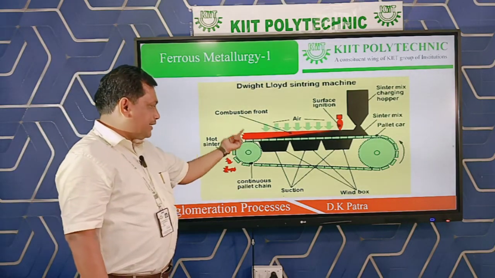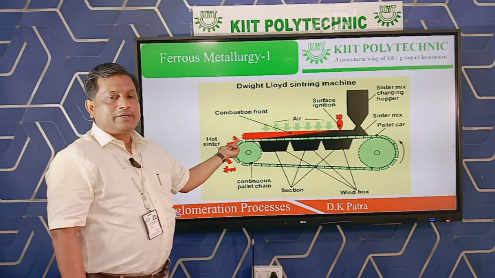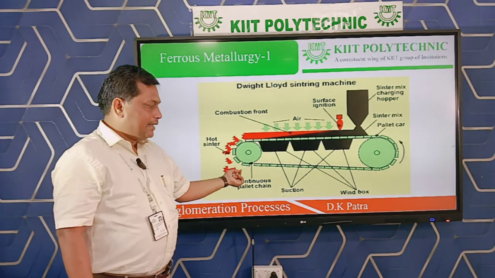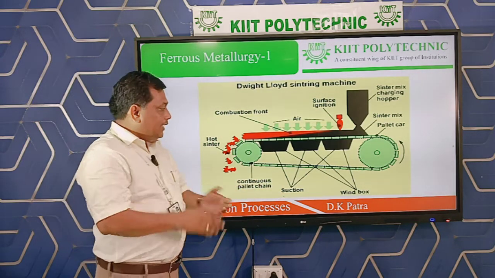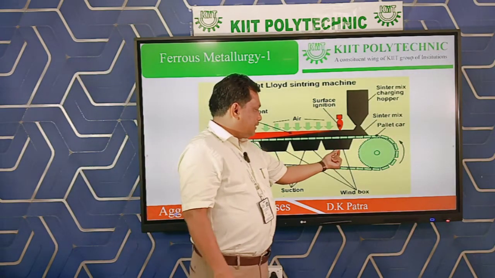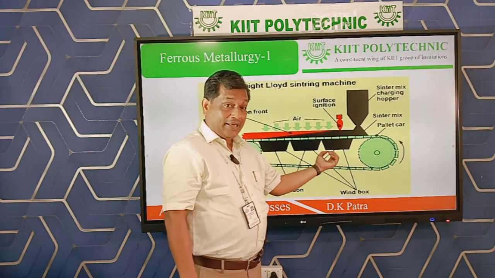That oversized particle will be put again in the sinter breaker. The sinter breaker will break it again, and the required size will be collected. Here is a suction chamber; through this suction chamber we are collecting, or sucking, the air.